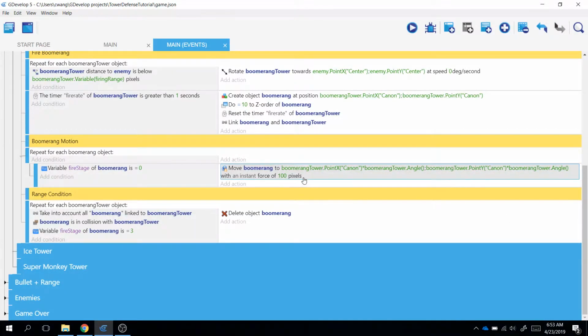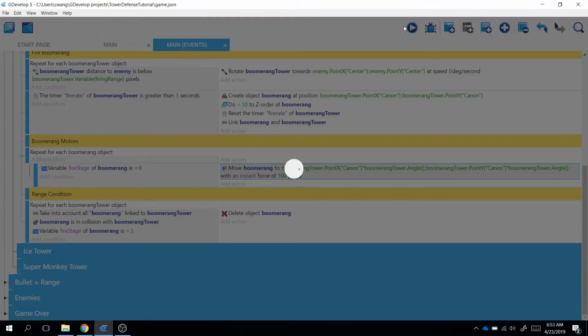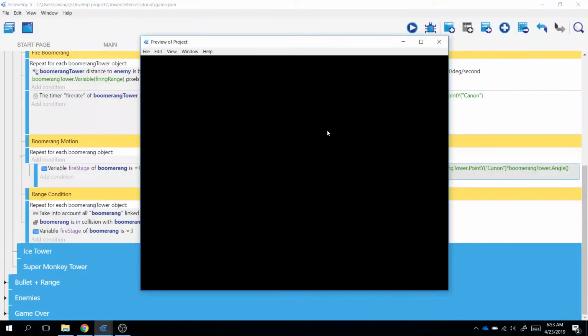So what do we think should happen? Well, the boomerang should fly out with an instant force of 100 forever, because the stage is always 0. I never change it. Let's go ahead and try that out.